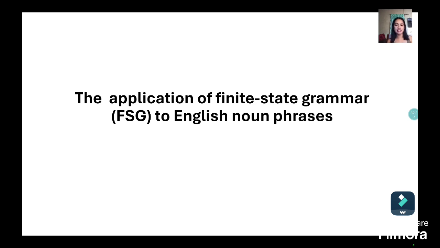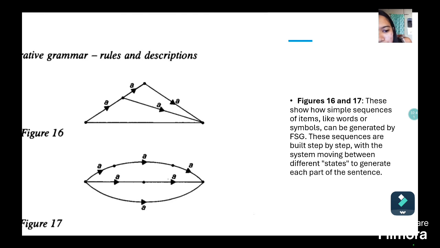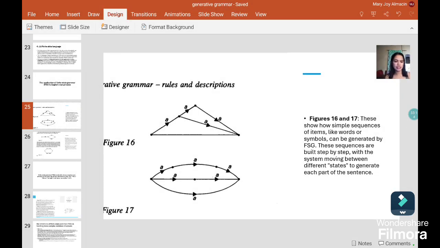Now let's proceed to the application of finite state grammar to English noun phrases. So this figure 16 and 17 shows how simple sequences of items like words or symbols can be generated by finite state grammar. These sequences are built step by step with the system moving between different states to generate each part of a sentence. Again, this shows how simple sequences of items like words or symbols can be generated by finite state grammar.